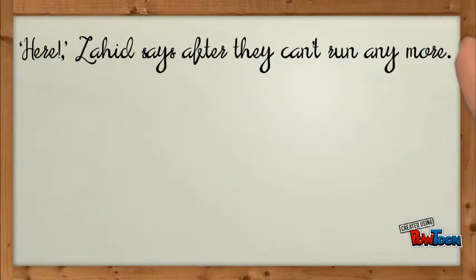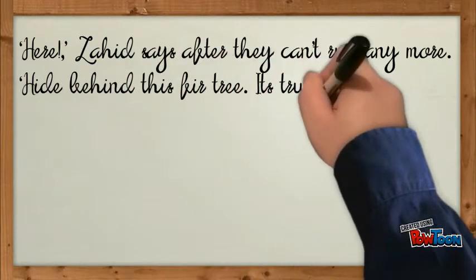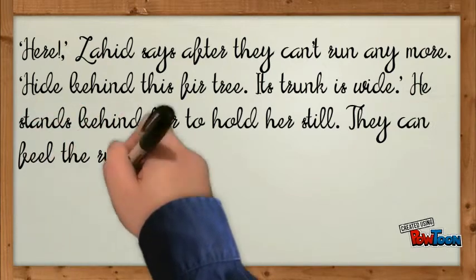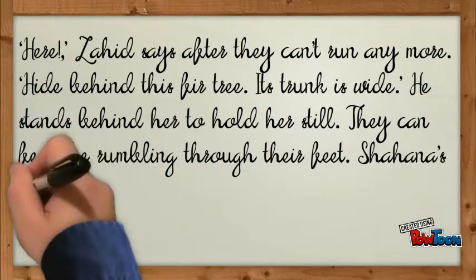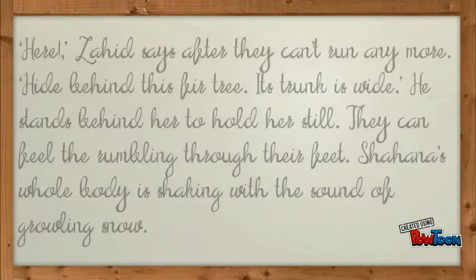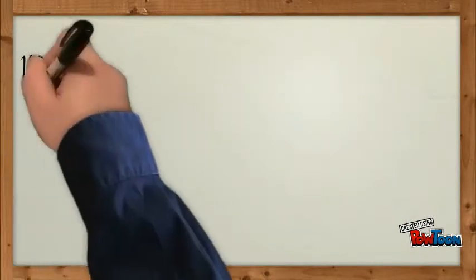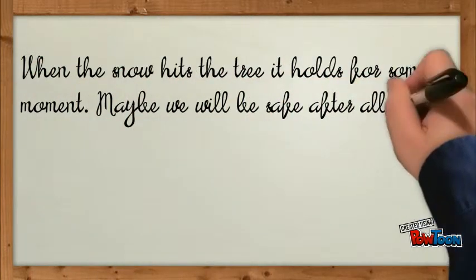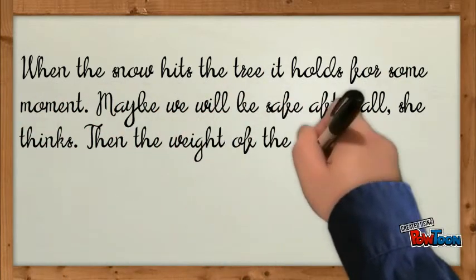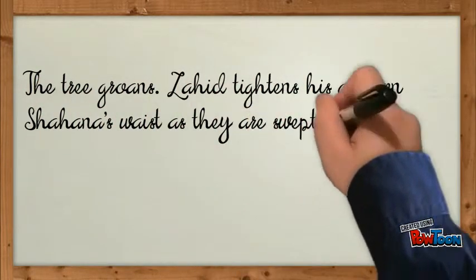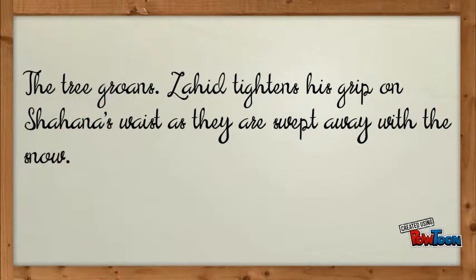"Here," Zahid says, after they can't run anymore. "Hide behind this fir tree. Its trunk is wide." He stands behind her to hold her still. They can feel the rumbling through their feet. Shahana's whole body is shaking with the sound of growling snow. When the snow hits the tree, it holds for some moment. Maybe we will be safe after all, she thinks. Then the weight of the snow snaps a branch, then another. The tree groans. Zahid tightens his grip on Shahana's waist as they are swept away with the snow.